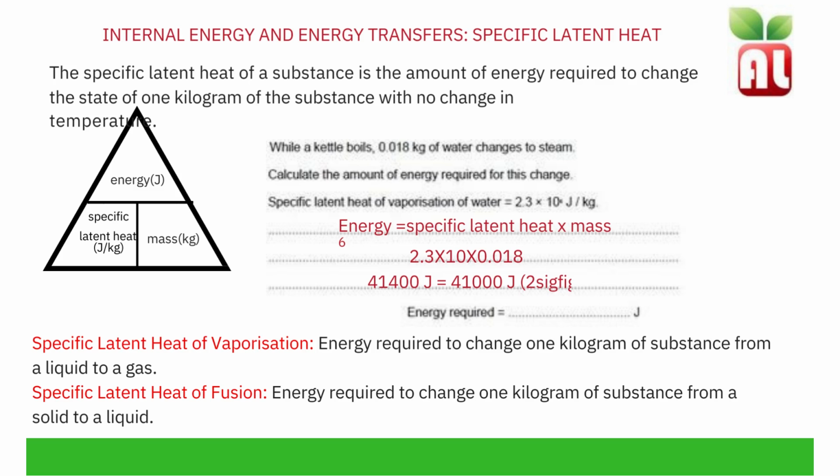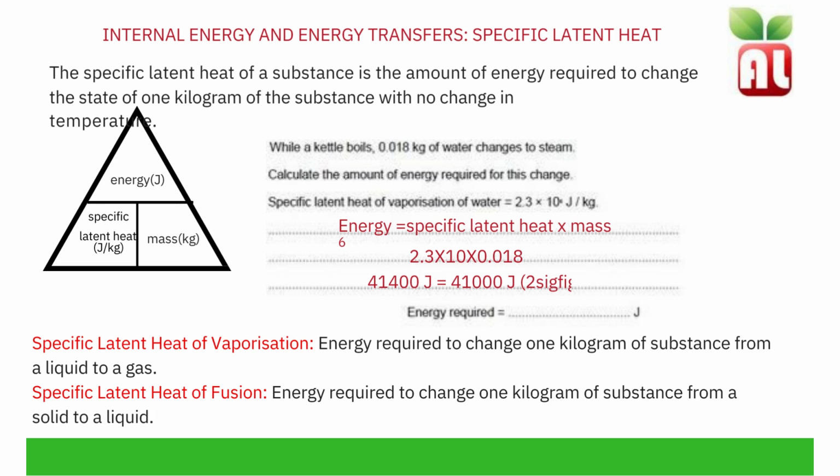Specific latent heat. The specific latent heat of a substance is the amount of energy required to change the state of 1 kilogram of the substance with no change in temperature. The specific latent heat of vaporization is the energy required to change 1 kilogram of substance from a liquid to a gas. The specific latent heat of fusion is the energy required to change 1 kilogram of substance from a solid to a liquid.